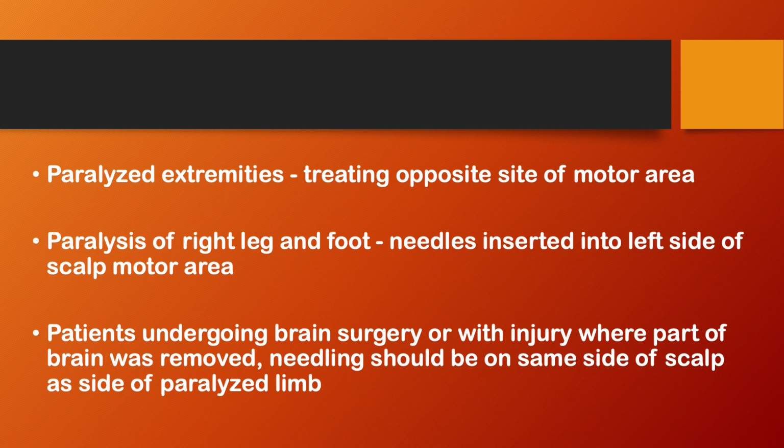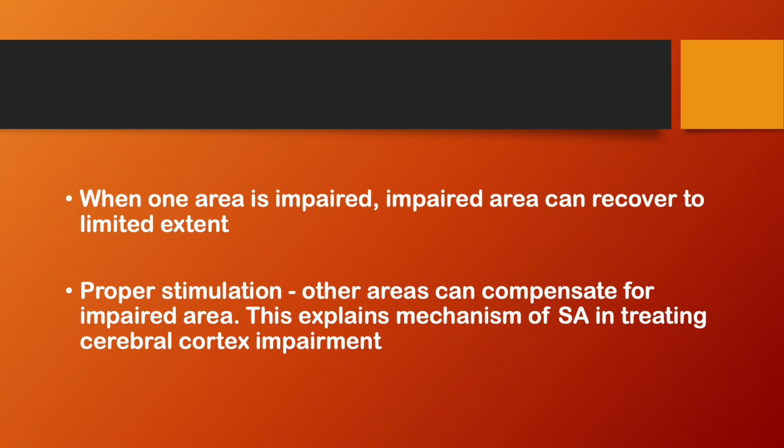Paralyzed extremities are targeted by treating the opposite side of the motor area in the scalp. If the patient has paralysis of the right leg and foot, needles are inserted into the patient's left side of the scalp motor area. For patients undergoing brain surgery or with an injury where part of the brain was removed, needling should be on the same side of the scalp as the side of the paralyzed limb. When one area is impaired, the impaired area can recover to a limited extent. By employing proper stimulation, other areas can compensate for the impaired area. This explains the mechanism of scalp acupuncture in treating cerebral cortex impairment.